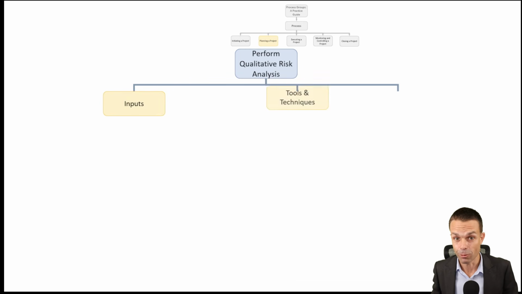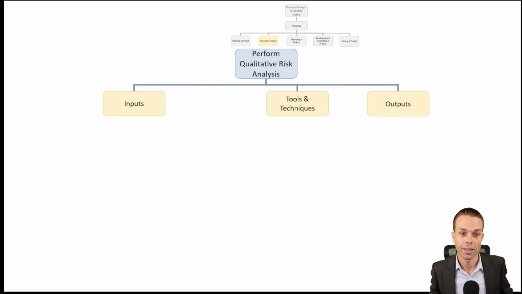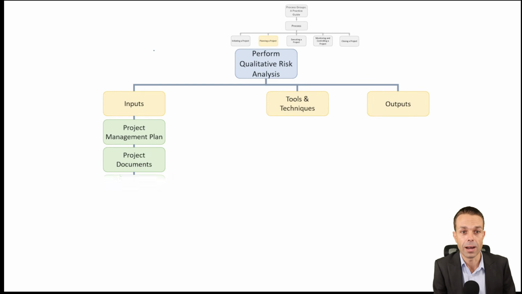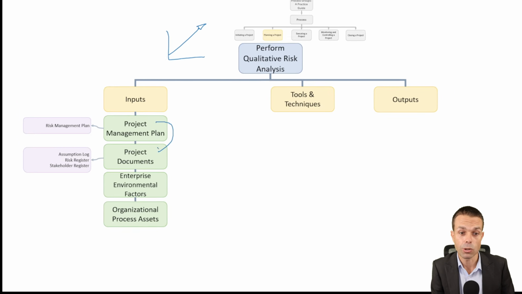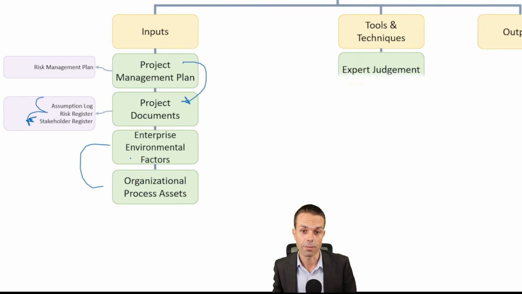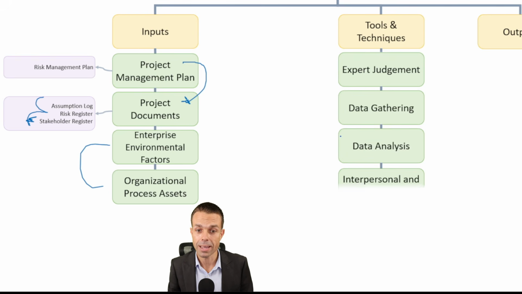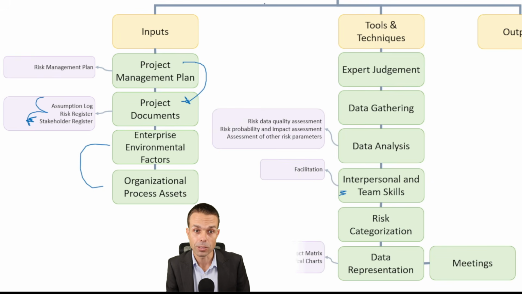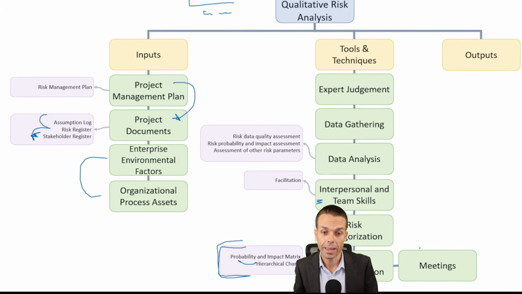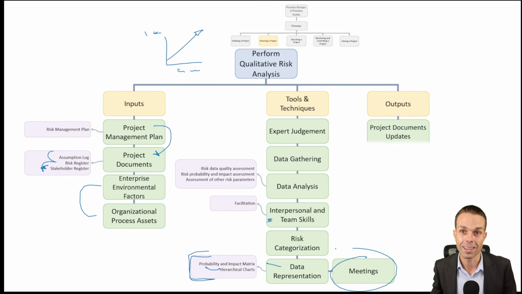Performing qualitative risk analysis is the subjective method. So this is where we usually look at our risks by the impact and likelihood, and then we determine how severe those risks are going to be. We're going to need our project management plan, project documents, EEFs and OPAs as part of that. Expert judgment from the right people, data gathering, data analysis, interpersonal and team skills, risk categorization, which is what we said here, the impact and the likelihood, data representation, we put that into a probability and impact matrix, and meetings to tie all of those things together as always. The outputs we want are project documents updates.